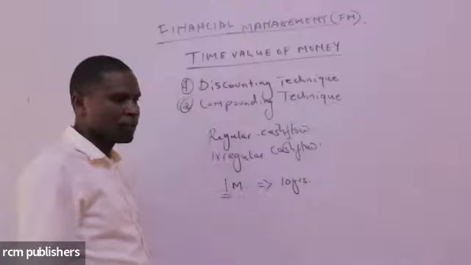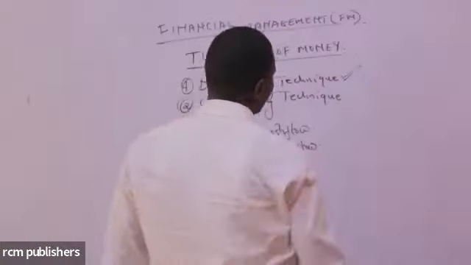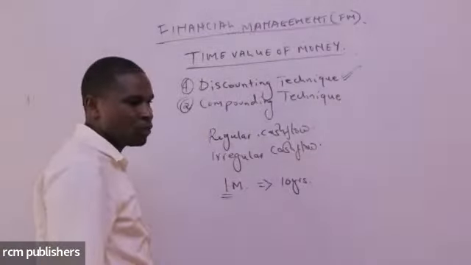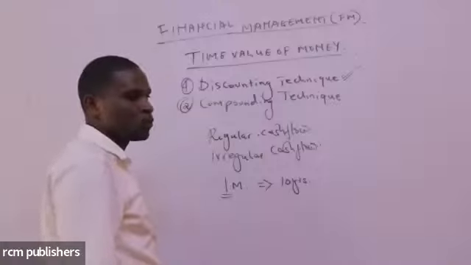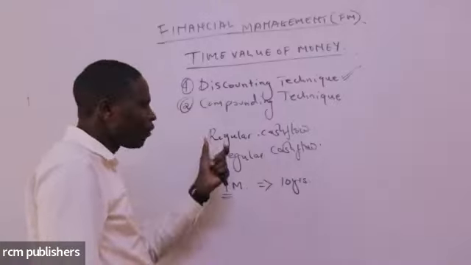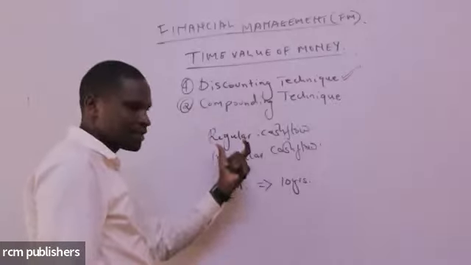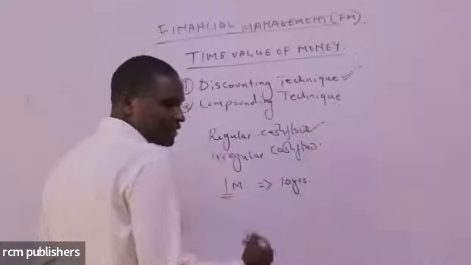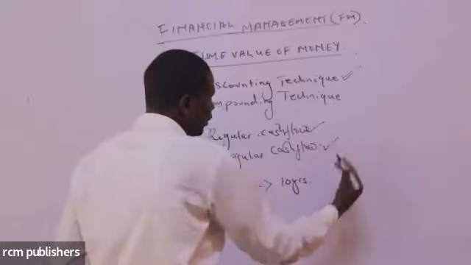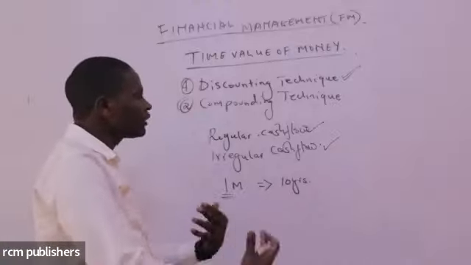Is it possible? Yeah, it is very possible using this technique. We can get the present value of this 1 million. But now we need to understand this 1 million, is it a cash flow which is regular or irregular cash flow? Now we ask ourselves, what is a regular cash flow?